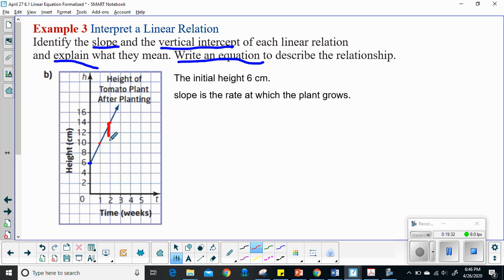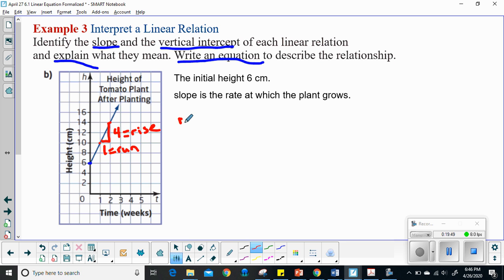Make sure you're watching your scale. Don't just count blocks. You've got to watch your scale. So from 10 to 14 would be a rise of 4. And from 1 to 2 would be a run of 1. So 4 would be my rise. 1 would be my run.